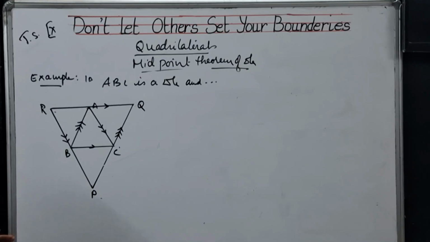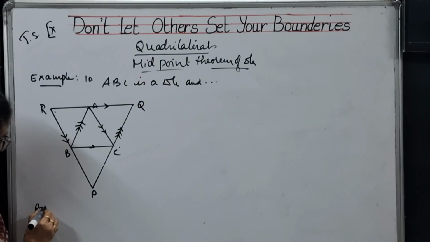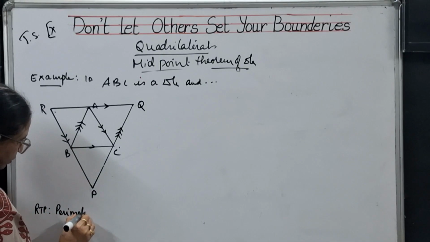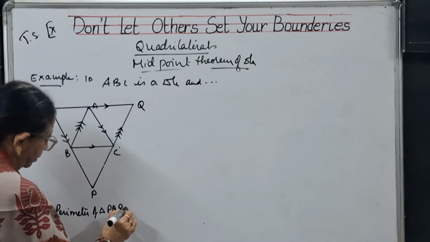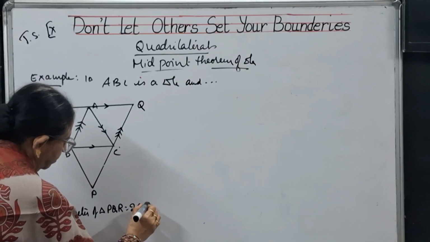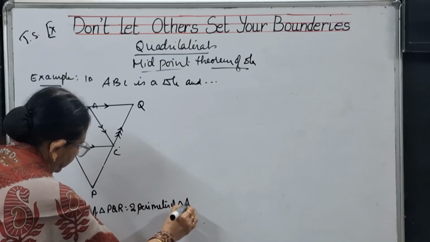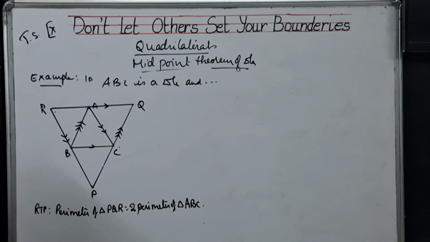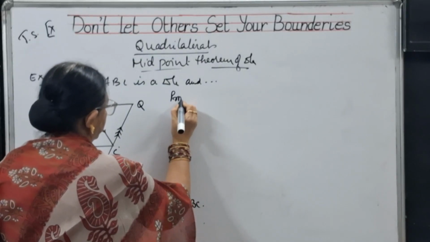Now the question is, you have to prove that the perimeter of triangle PQR is equal to 2 times the perimeter of triangle ABC. This we need to prove. Now let us go for the proof, children. Proof.